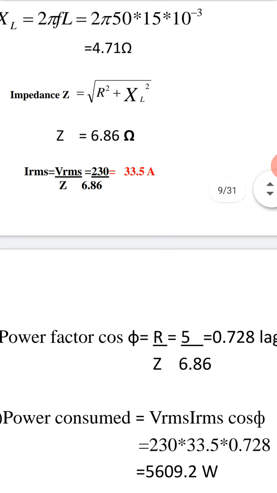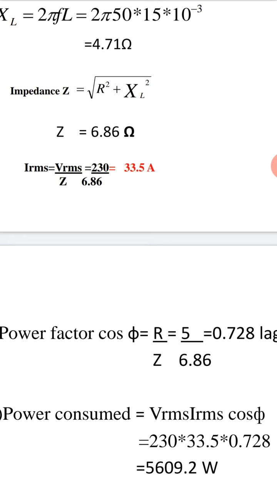Now the next part of the question is power factor cos phi. We should know the equation. Cos phi is equal to R by Z, which is equal to 5 by 6.86, which is equal to 0.728 lag. Lag, because we have said that in an RL circuit it is always lagging. Phi is less than 90 degree.